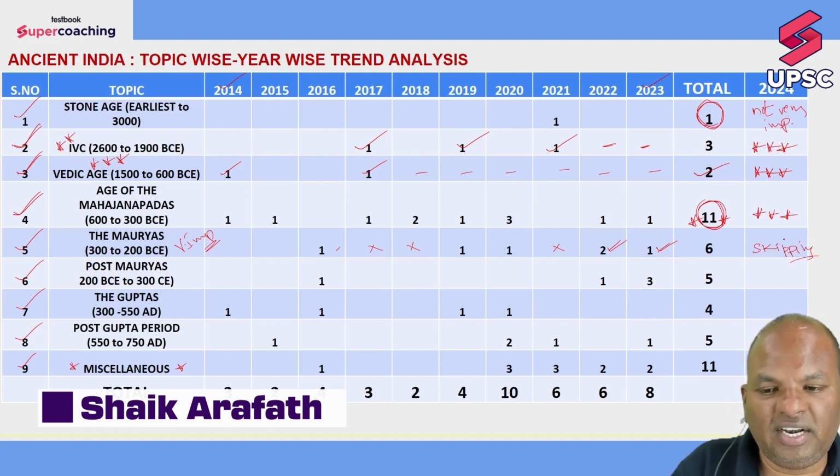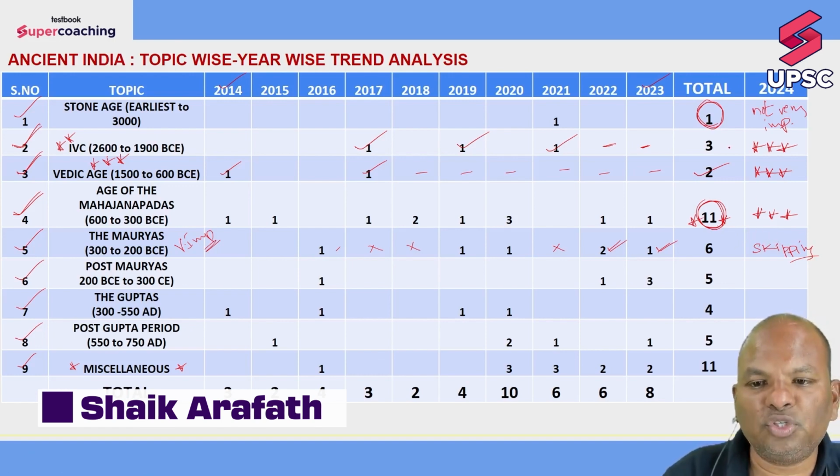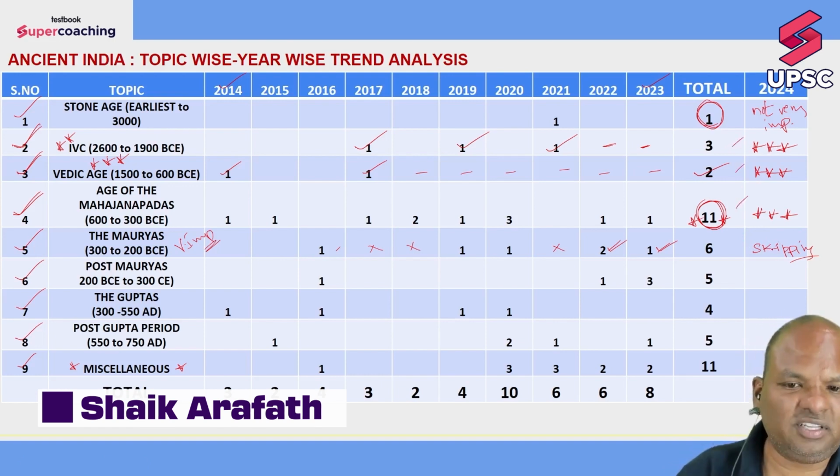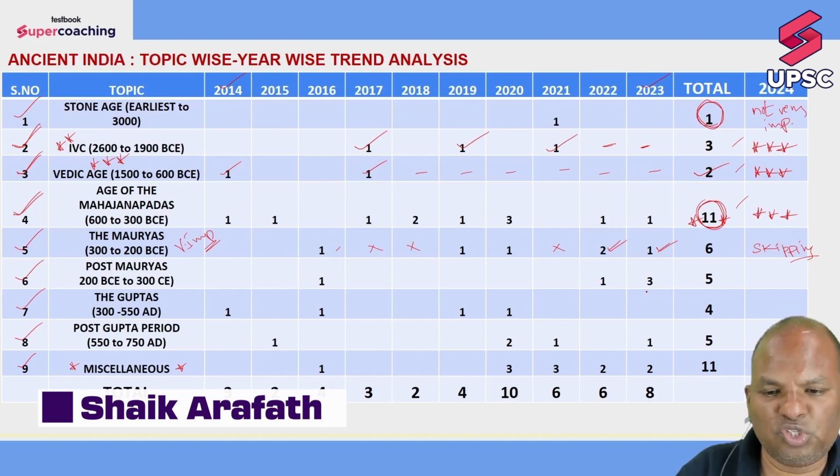You have to completely avoid reading it, but you read all topics of ancient Indian history, but give more importance to the second, third, and the fourth chapter. This particular chapter, that is the Mauryas. How about the post-Mauryas? Similar is the case. Post-Mauryas is important, but the point is there were questions in 2022 and 23, and therefore, this may not be so important for this year prelims.